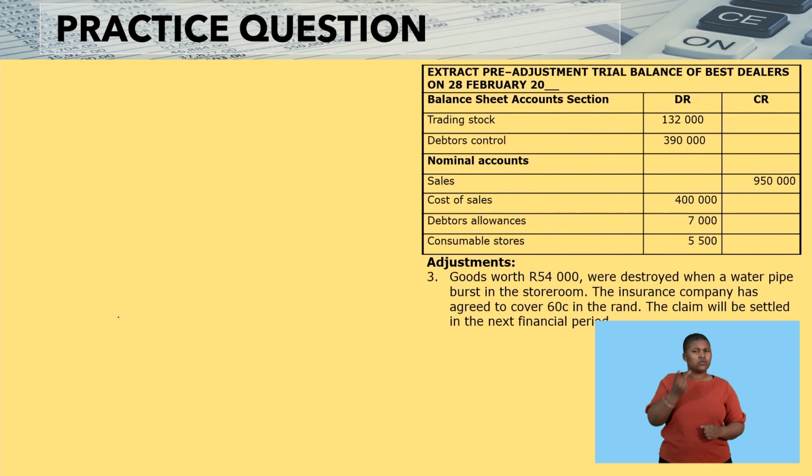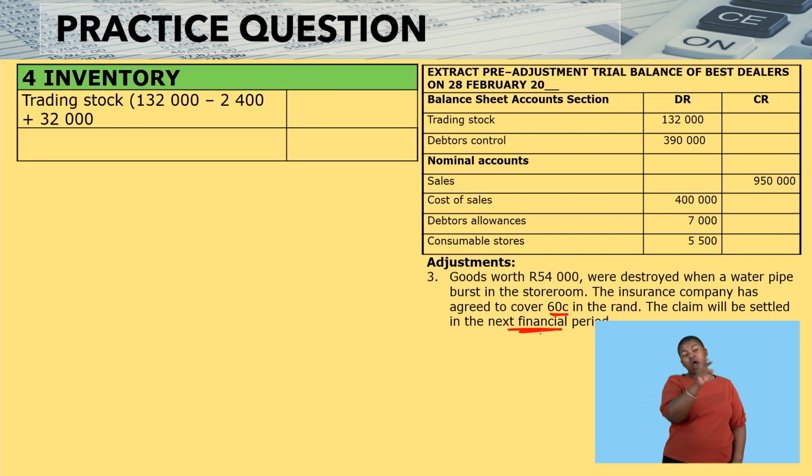I want to see if we have another adjustment. There it is. It says, goods worth 54,000 were destroyed when a water pipe burst in the storeroom. The insurance companies agreed to cover 60 cents in the rand. The claim will be settled in the next financial period. All right? What then do we do? We come to our note number 4, inventory note. Then we say these goods are no longer part of our stock. So we come and we subtract the 54,000, minus 54,000.